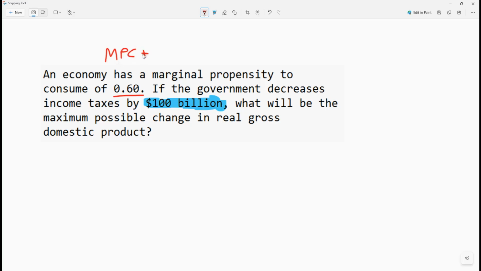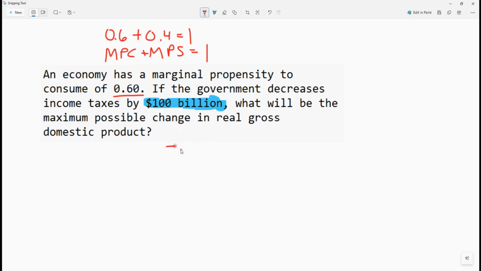MPC plus MPS, which is the marginal propensity to save, equals 1. So if this is 0.6, this has to be 0.4. You can do that in your head. That equals 1. The tax multiplier itself is a good formula to memorize for your tests.